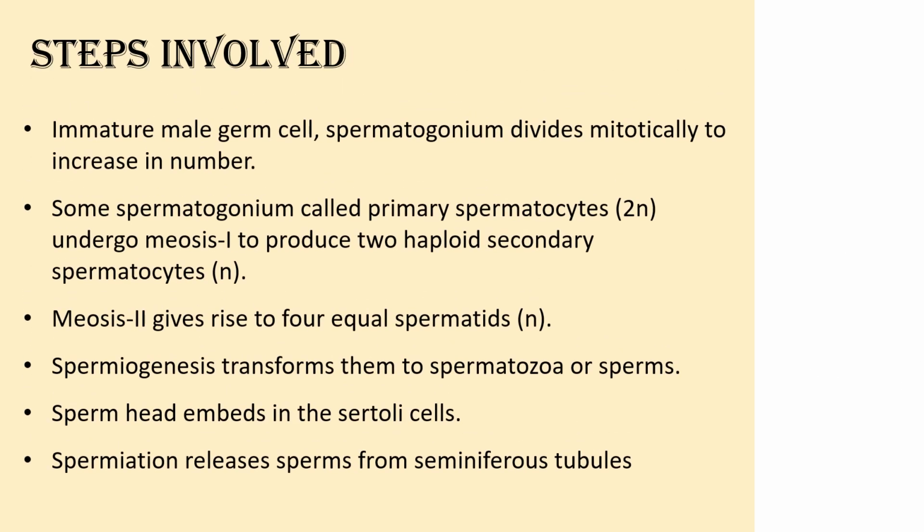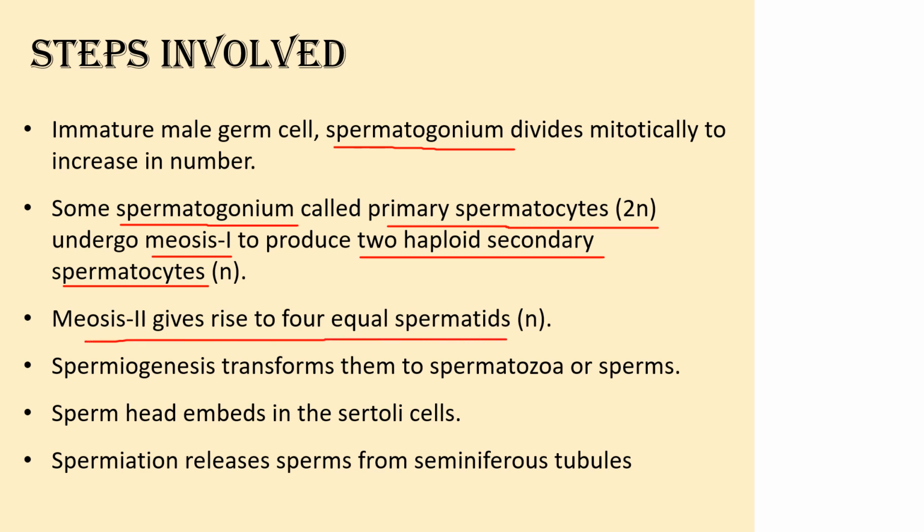Let us now understand the steps involved in spermatogenesis. It starts with an immature male germ cell known as spermatogonium that divides mitotically to increase in number. Thereafter, some spermatogonium become primary spermatocytes, which are diploid in nature, and undergo meiosis 1 to produce two haploid secondary spermatocytes. These are haploid now. Meiosis 2 will give rise to four equal spermatids. The number of chromosomes is haploid.